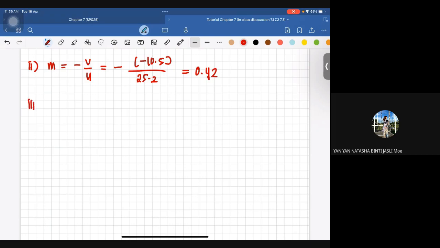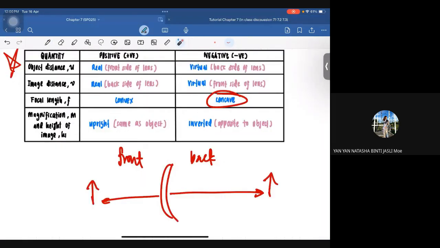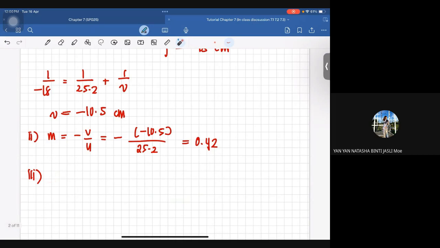Okay, next one, we have to decide the characteristic of the image. Based on this, what do we know? V is negative, so it is virtual. So the first thing we know, it is a virtual image. And the next one, this is less than 1, so it should be diminished.